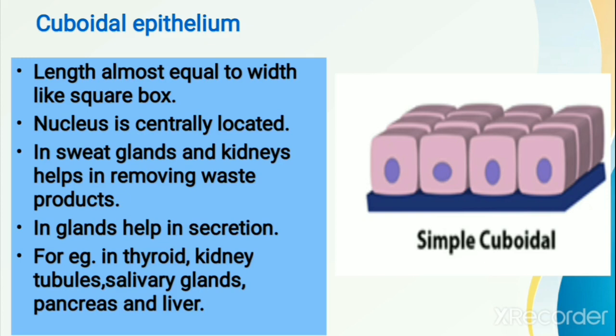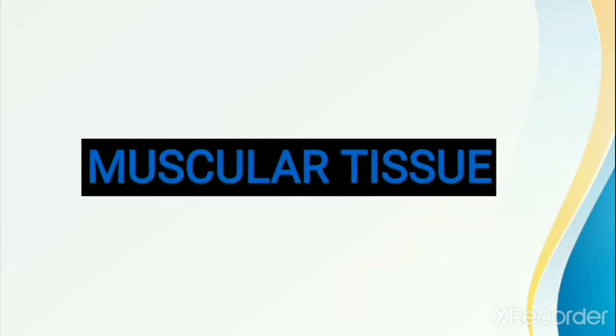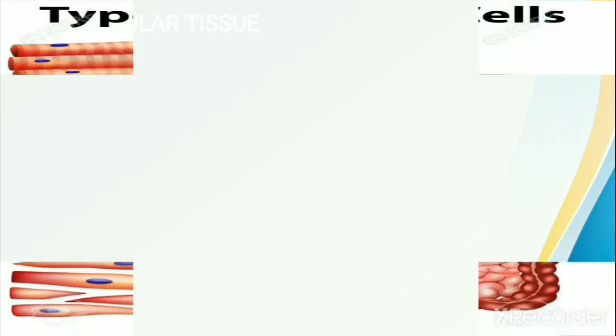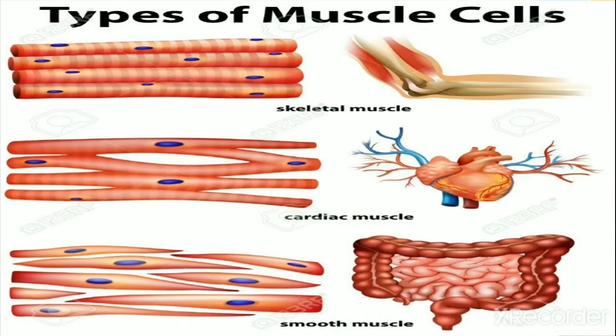Okay, now come to the second major type of tissue, that is muscular tissue. Muscular tissue means your muscles. But you have 3 different types of muscles in your body. Generally these 3 types of muscles can be seen at different places.